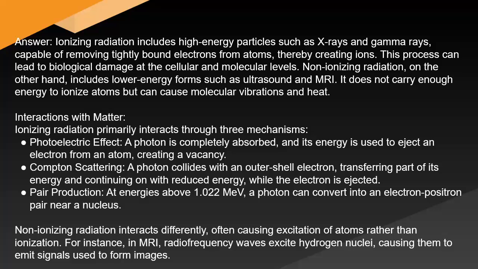Photoelectric effect. A photon is completely absorbed and its energy is used to eject an electron from an atom, creating a vacancy. Compton scattering. A photon collides with an outer shell electron, transferring part of its energy and continuing on with reduced energy while the electron is ejected. Pair production. At energies above 1.22 MeV, a photon can convert into an electron-positron pair near a nucleus.